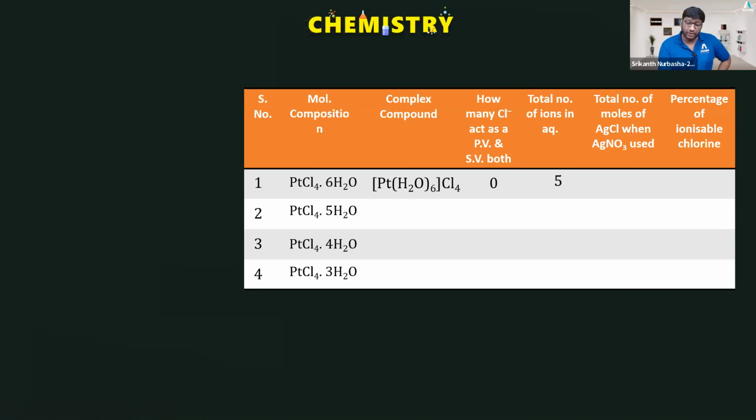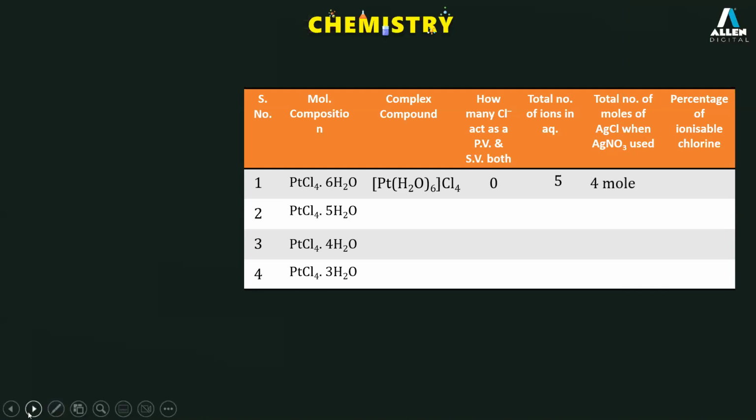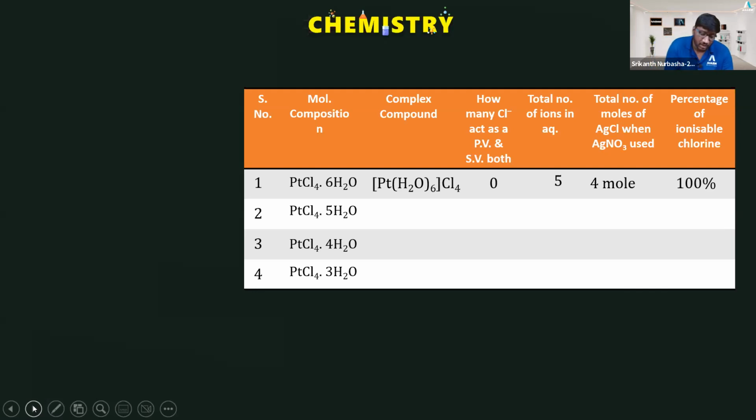Total number of moles of AgCl when AgNO3 is used? 4. Very good. Percentage of ionizable chlorine? 100%. Right? Very simple. The same discussion is going to happen. Here you have [Pt(H2O)5Cl]Cl3.